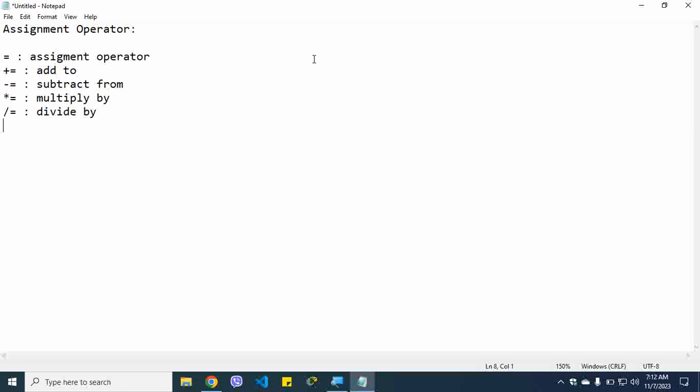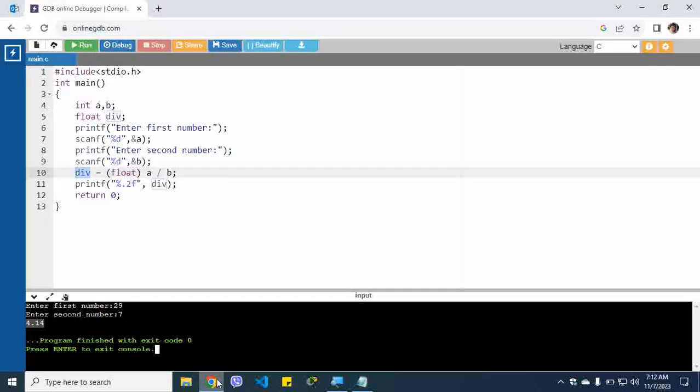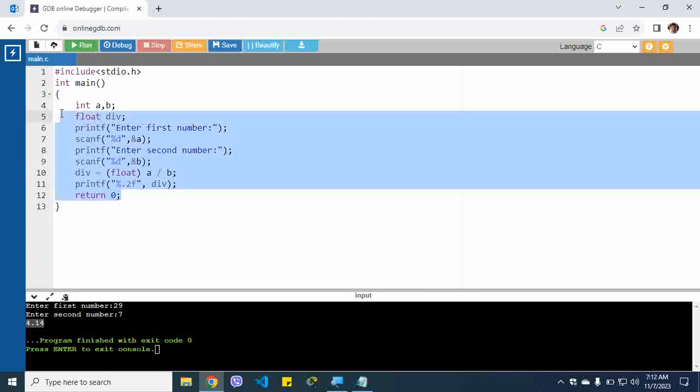So this last one is modulo. Modulo means remainder. Okay, see here. Assignment is simply that the value of the right hand side will be assigned to the left hand side, isn't it?